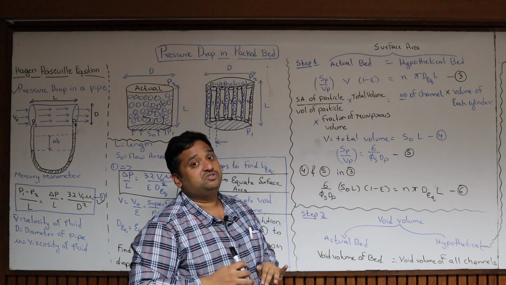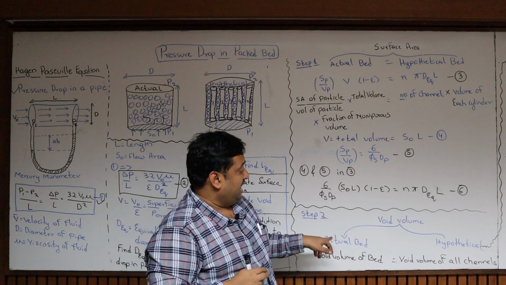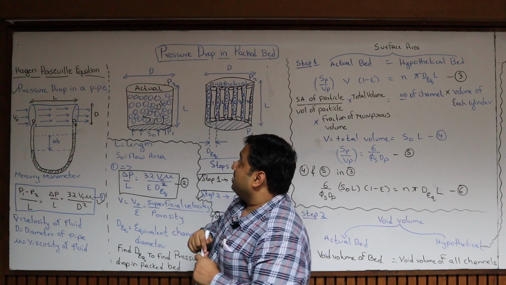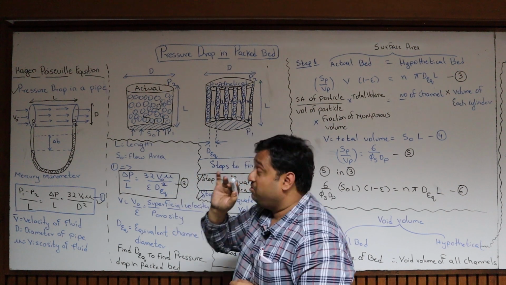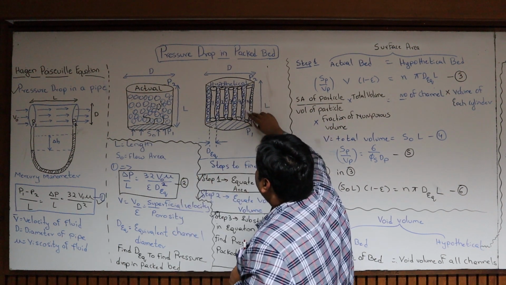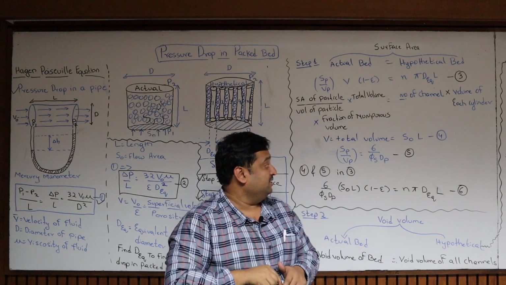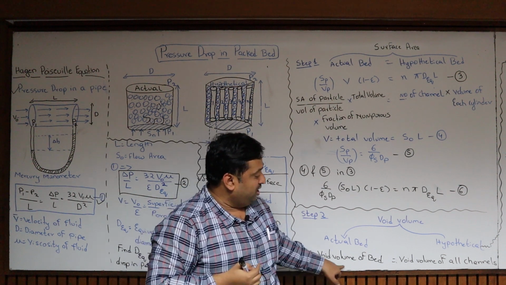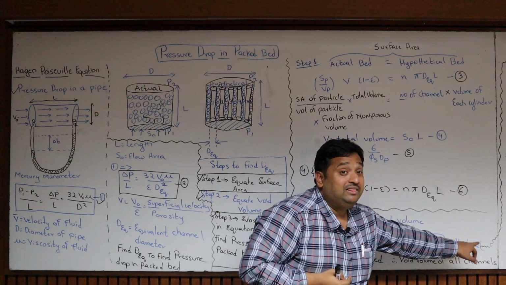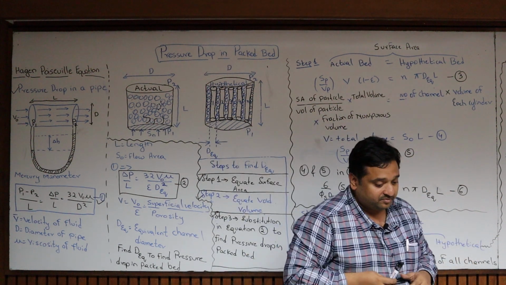Let us see what happens to the second equation. Second step, I have to equate void volume. That means the empty spaces available in this actual bed should be equal to the empty spaces available in the hypothetical bed. So if I equate these two, then I get void volume in the bed is equal to void volume of all the channels here.